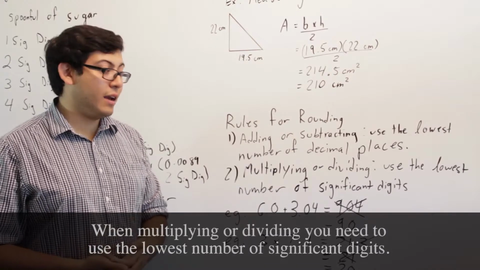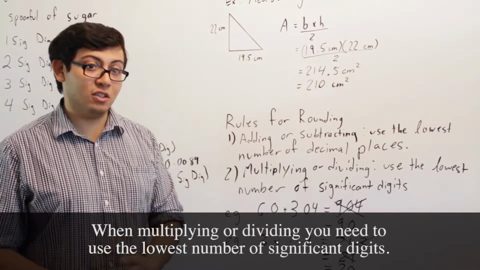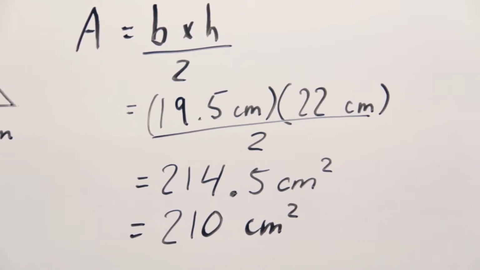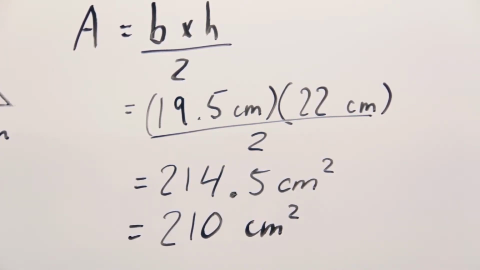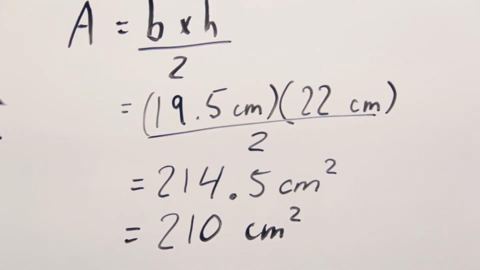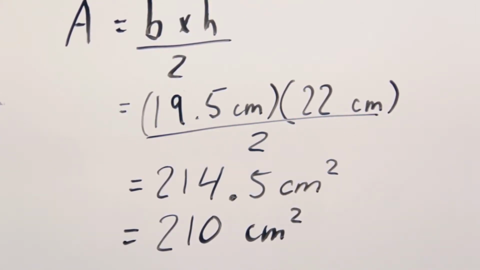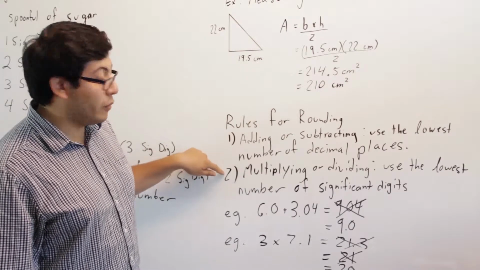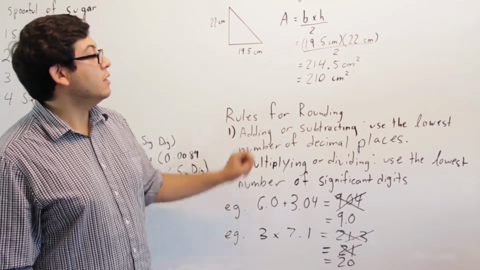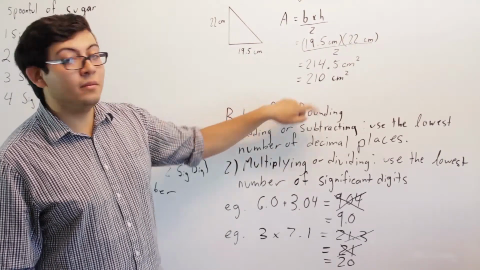But if you're multiplying or dividing, you use the lowest number of significant digits. Over here, we were multiplying base and height and then dividing it by 2. Base has 3 significant digits, 19.5, so 1, 9, and 5 are all significant, and height has 2 significant digits, both of the 2's. So, following rule 2, we need to use the lowest number of significant digits, so that would be these 2 right here.